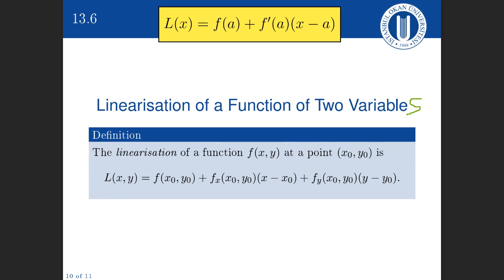The linearization of a function f of x and y at the point x0, y0, same type of thing. We start with f at x0 and y0. We have a derivative at this point multiplied by x minus x0, and then because we have two variables, we have another term. A derivative at the point multiplied by y minus y0. Exactly the same ideas that you learned in mathematics 1, but just with an extra term.